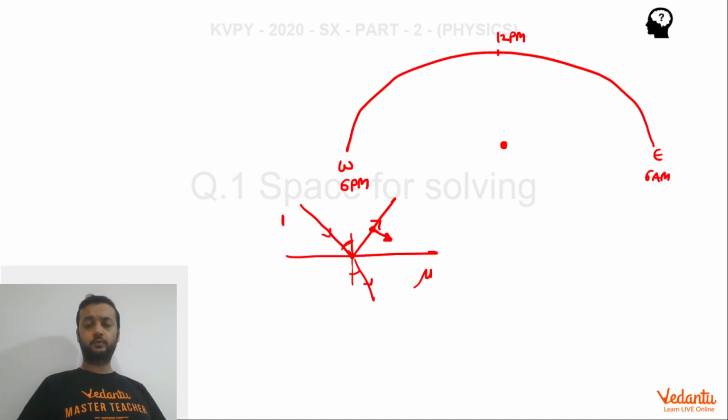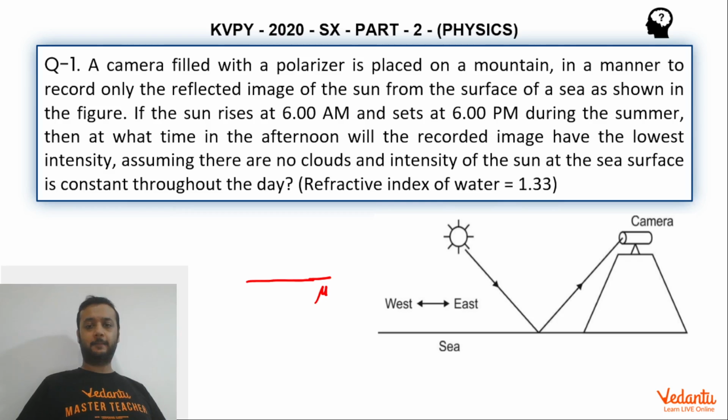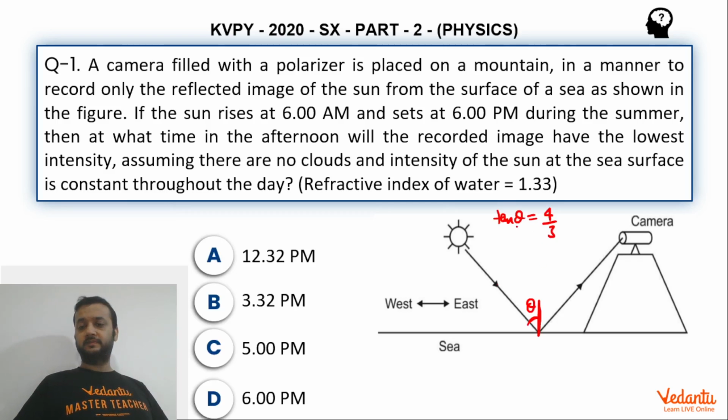So I hope you are able to understand why light should be incident at Brewster's angle, right? Now it's very easy to say that in this case theta will be equal to 53 degrees. So Brewster's angle is 53 degrees. Now we have to just find how much time the sun will take to rotate from here to here, from here till the topmost point.